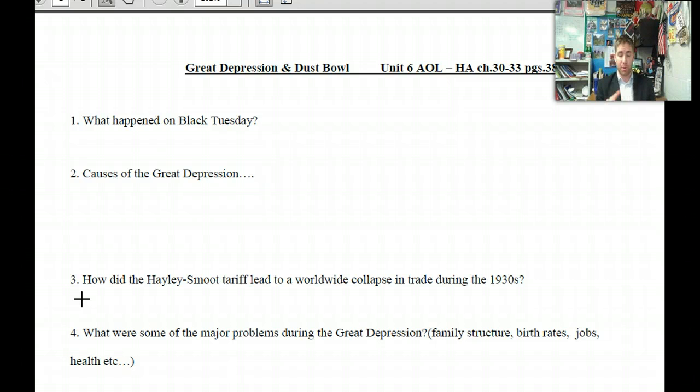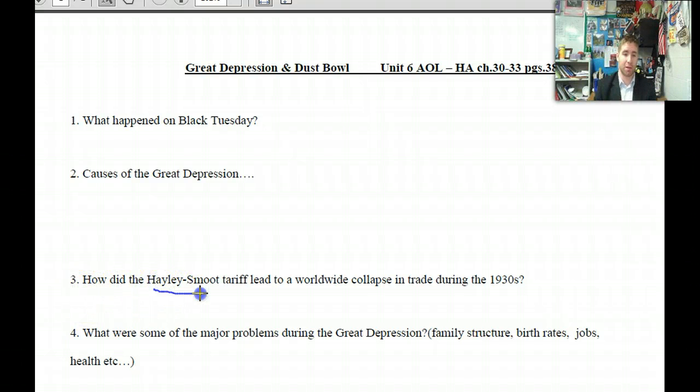Again, there was overproduction, underconsumption, poor financial responsibility, and people speculating on stocks and real estate, putting money into areas where they really shouldn't have been. And so we have some big problems. A lot of it comes down to irresponsibility, whether in the stock market, business, or personal decisions, really leading to the collapse.